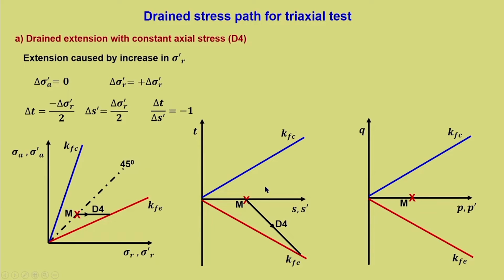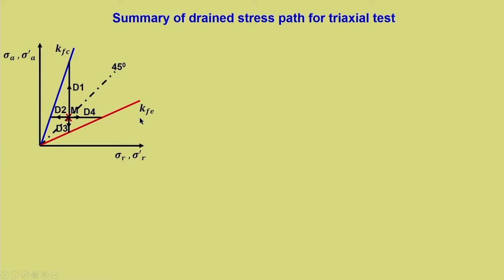What about Q-P'? So, delta P' is equal to 2 delta sigma R' by 3, that is plus, delta Q is equal to minus delta sigma R', hence delta Q upon delta P' is equal to minus 3 by 2. So, the slope is minus 3 by 2, it will move in the downward direction, that is for D4. So, these are the important possible 4 cases, one kept constant at a time, both compression and extension. So, this is a summary of drained stress paths for the triaxial test.